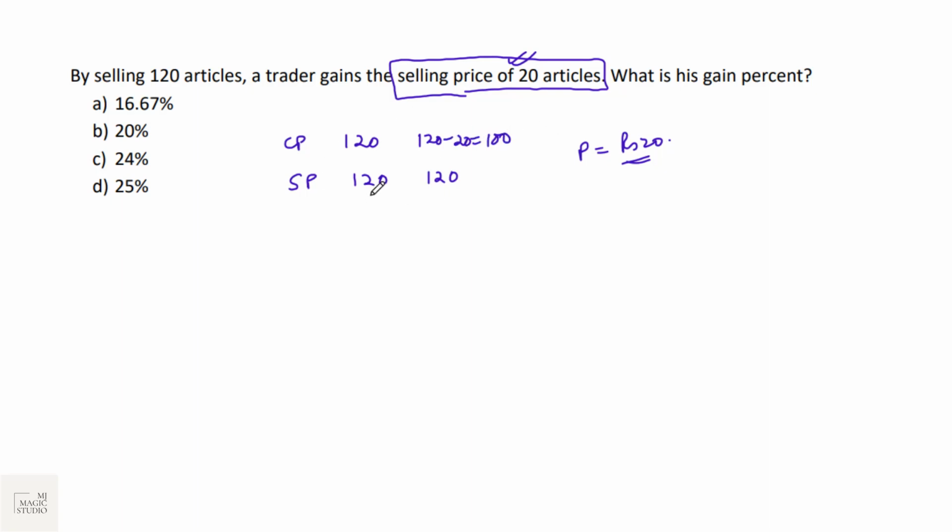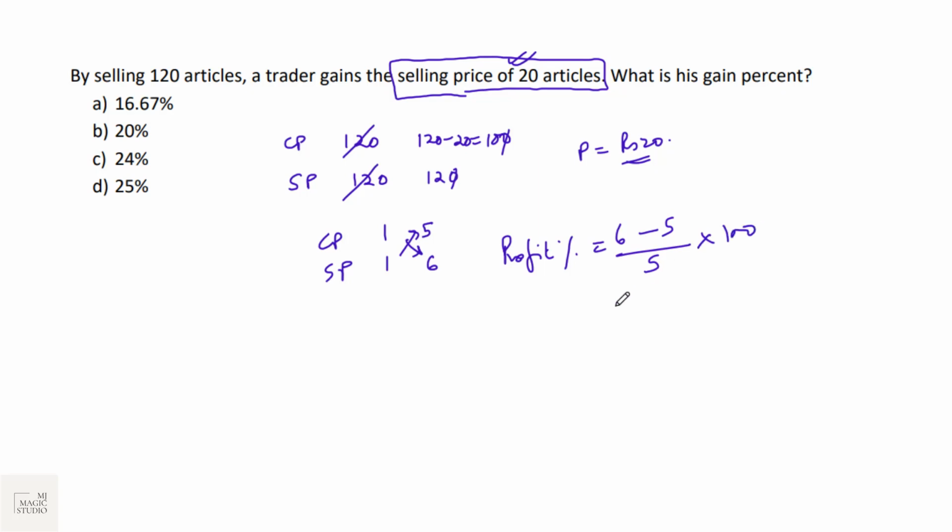Now we are ready with our grid. So we can reduce this grid to CP SP 1 1, and this ratio may come down to 5 6. So profit percentage will be (1 into 6 minus 1 into 5) by 5 into 100. That is 100 by 5 or 20%. Option B is the pick.